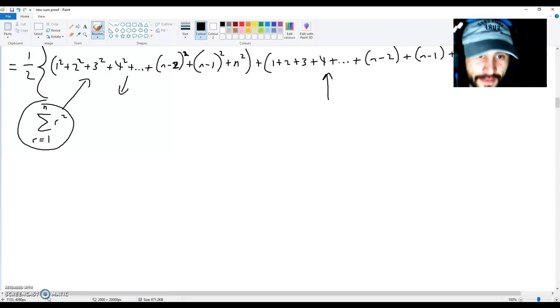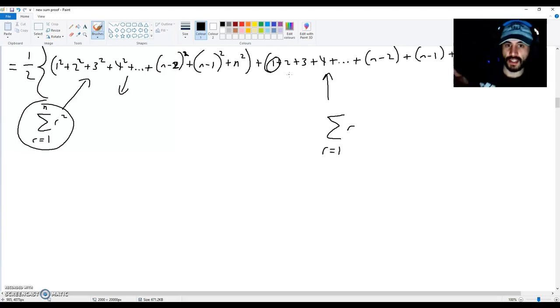And this over here can be described with the sigma symbol, r next to it. R is equal to 1 because you'd be starting with 1 as you expand it, and an n above the sigma.